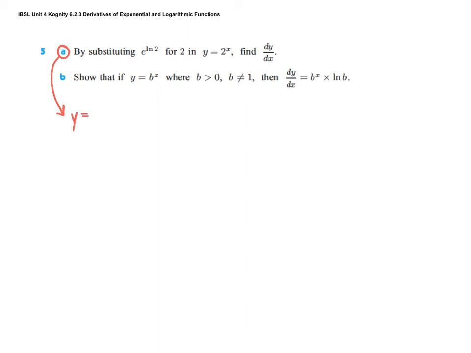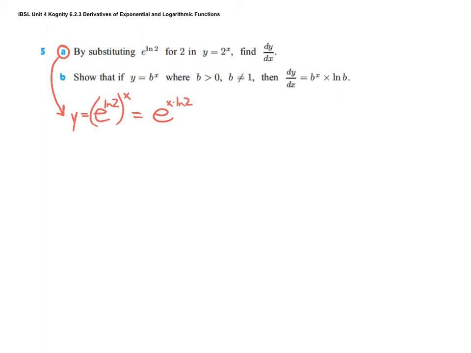So we have y equals 2 to the x, which is now rewritten as e to the ln of 2, and that is to the x power. Now, what do we get when we raise a power to a power? Or how do we handle that? We multiply them. So it's e to the x times ln of 2 power, right?